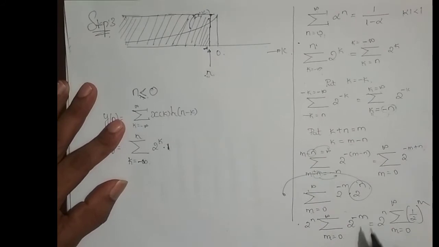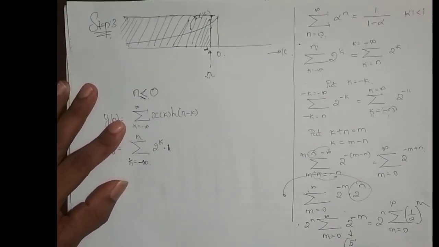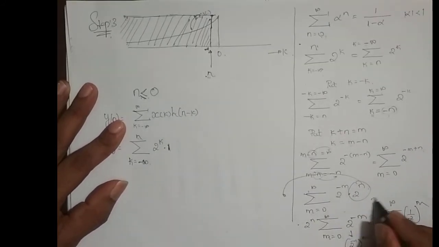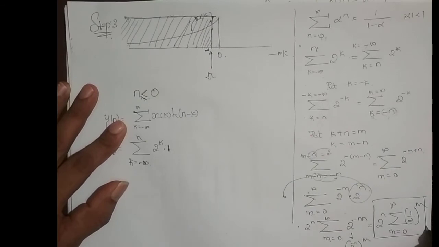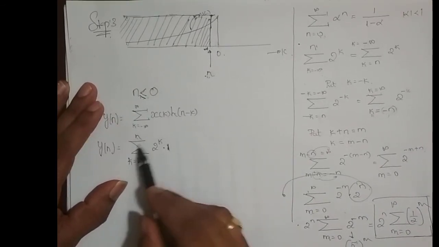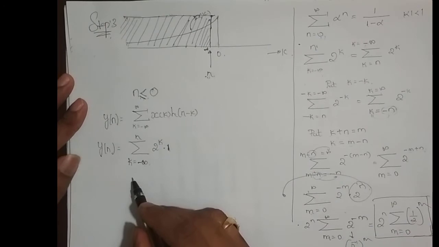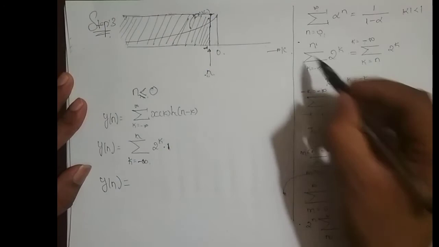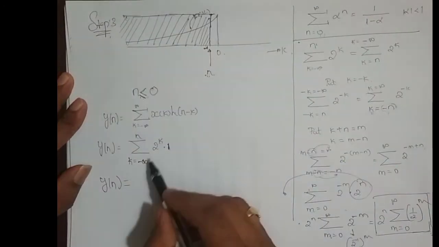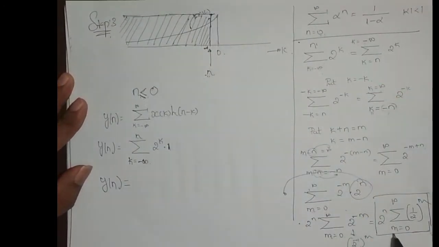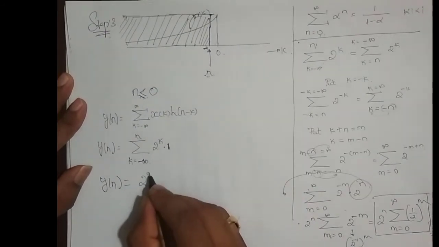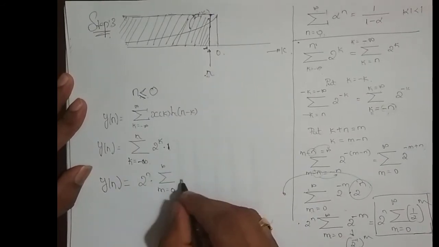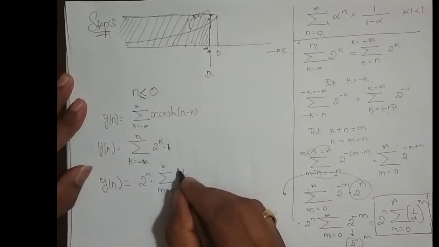Because 2 power minus m, I can write it as 2 power minus 1 whole power m, and 2 power minus 1 is 1 by 2, which I wrote as 1 by 2. So this is the simplification I have done just to bring this to the standard form. Okay. So I'll write this as y of n is equal to, so I started from this equation and I ended at this equation. So it is nothing but 2 power n into summation m varying from 0 to infinity 1 by 2 power m.